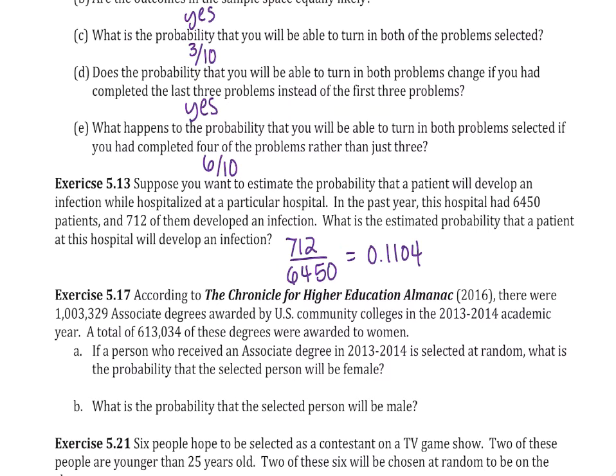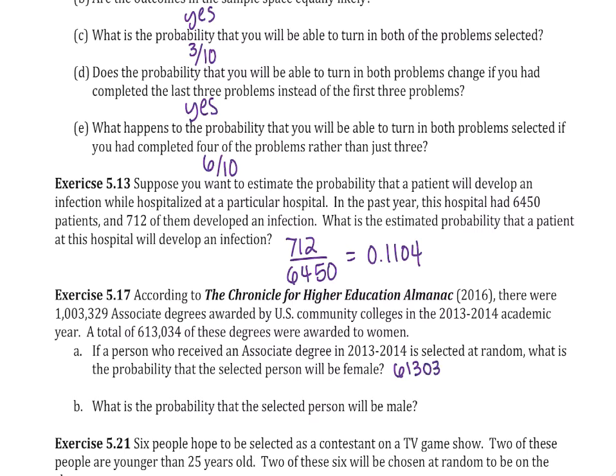In the next example, we're looking at that same Chronicle for Higher Education Almanac in 2016, and we see there were 1,003,329 associate's degrees in the year 2013-2014. A total of 613,034 of these were awarded to women. So if you randomly were to pick one of those million students, what's the probability that the selected person will be female? So here we can see how many females there are.